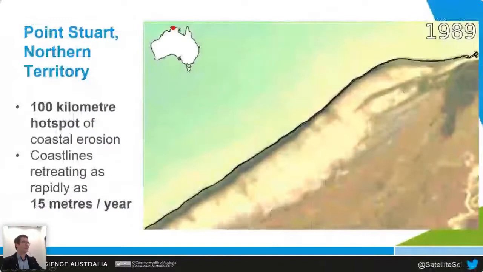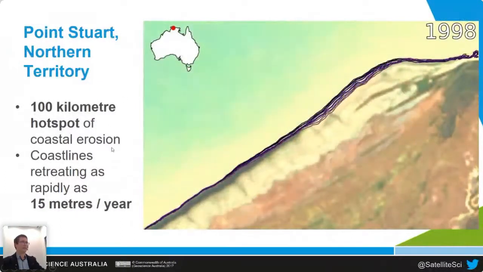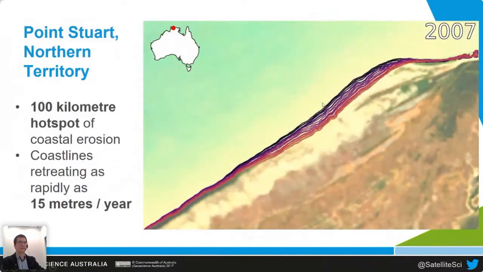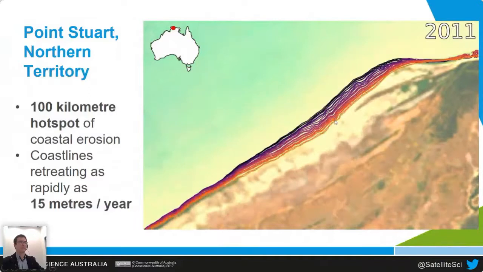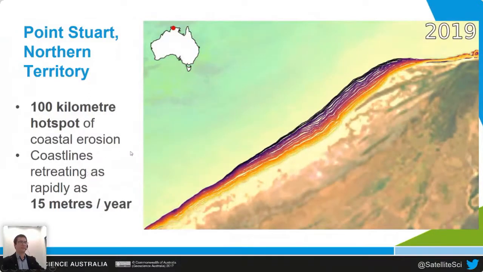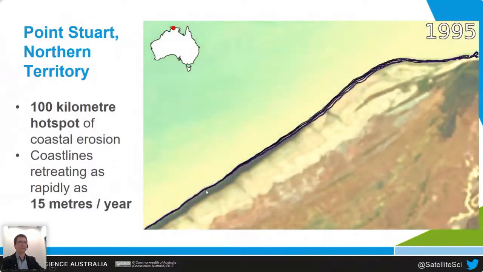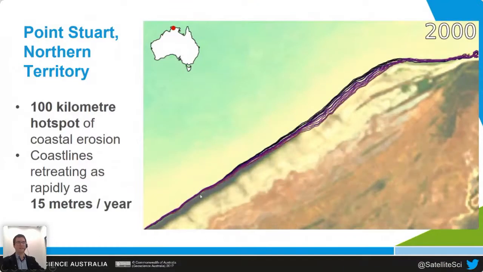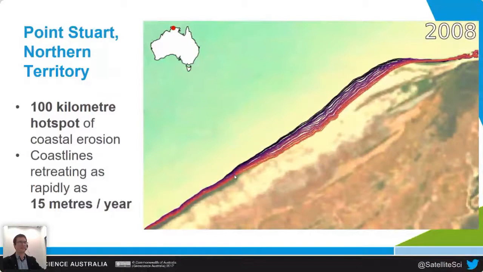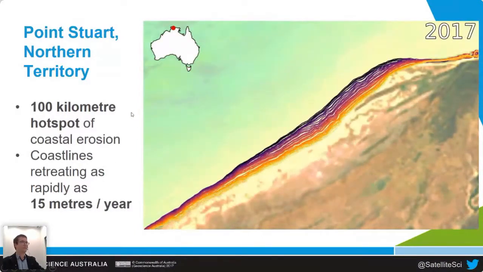This is the first one I showed you before, at Point Stewart, Northern Territory, in the Van Diemen Gulf. In this location, there's basically a 100-kilometre hotspot of coastal erosion. So you can see these coastlines retreating backwards pretty rapidly. This can be as fast as about 15 metres a year, which is really, really significant. And in some of these locations, there's some amazing patterns where you can see the mangroves haven't kept up with the changing coastlines, and they've been marooned out into the ocean as the coastlines moved away from them. So there are just incredible scales of change happening up in this part of the territory.